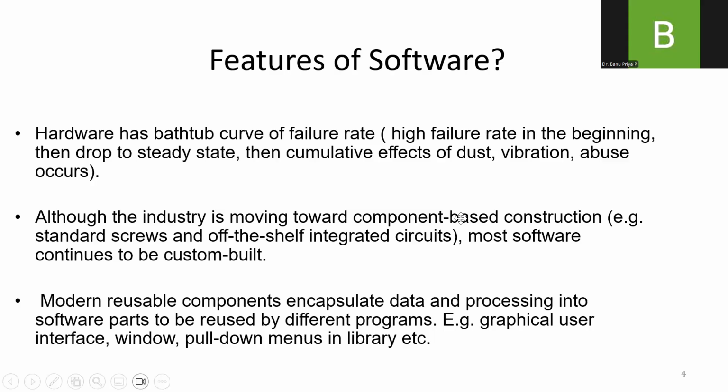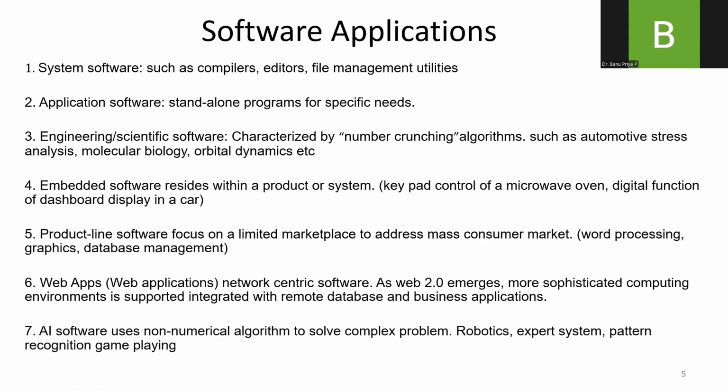If you see, the software has different types such as system software, application software, scientific or engineering software, embedded software, product line software, web apps, and the AI-based software. System software are nothing but compilers, editors, and file management utilities. Application software are standalone programs which are built for specific needs. Engineering software is characterized by number crunching algorithms such as automotive stress analysis, molecular biology, and orbital dynamics.